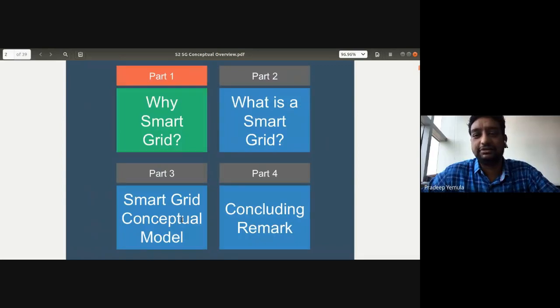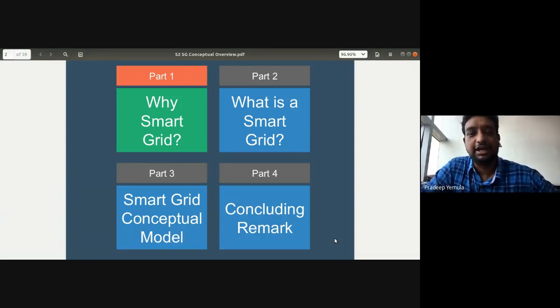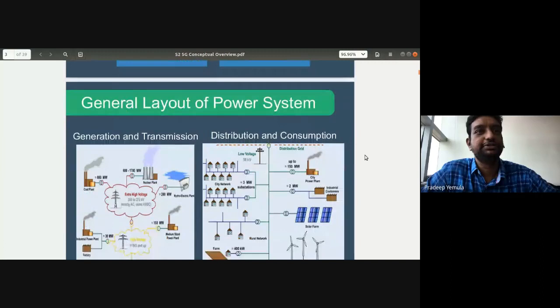I divided my session into four parts. The four parts are why we need a smart grid, what is a smart grid, the conceptual model, and some concluding remarks. So let's move forward.